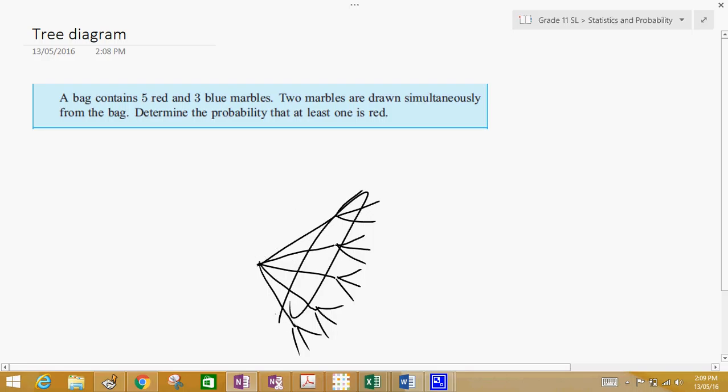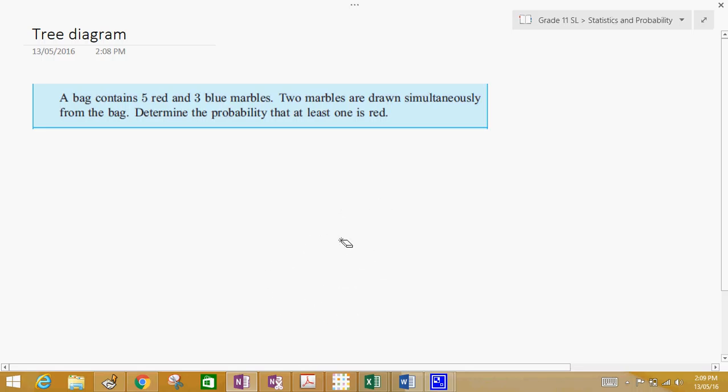Let's look at a question so we can get better familiar with the topic. So, for instance, a bag contains 5 reds and 3 blue marbles. 2 marbles are drawn simultaneously from the bag. First of all, when they put simultaneously, and they do put it on IB exams, consider it as picking one at a time. Okay?